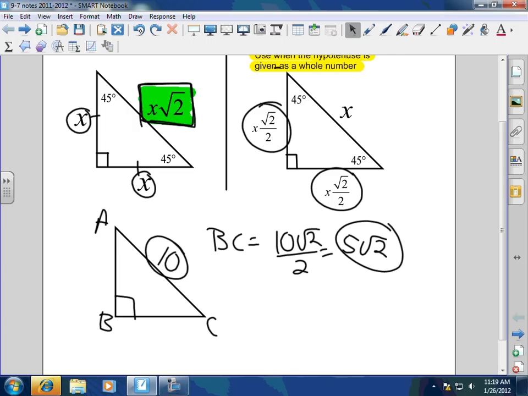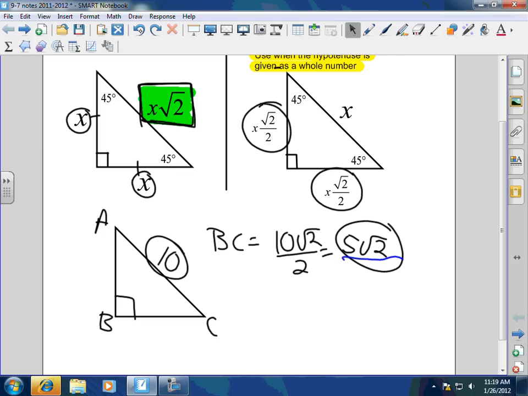If I want to find the exact value, then it'd be 5 times the square root of 2 in your calculator. But on SATs and on most applications, they're just going to want to accept it like this, 5 radical 2. If I ask you for the actual value, I would say round to the thousandths or the hundredths, and you actually plug it into your calculator.